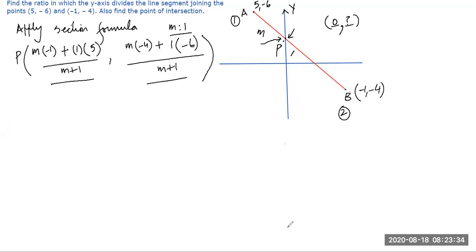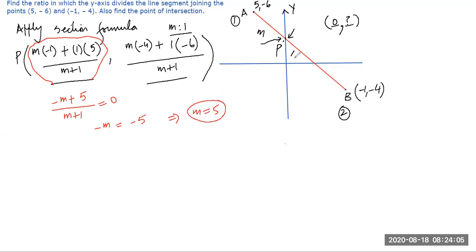That means this part, the abscissa of the point which we are going to find, should be 0. So based upon this, we'll simply write that minus m plus 5 divided by m plus 1 should be equal to 0. So from here you will get m is equal to 5. That means the ratio in which the y-axis is dividing the line AB is 5:1.